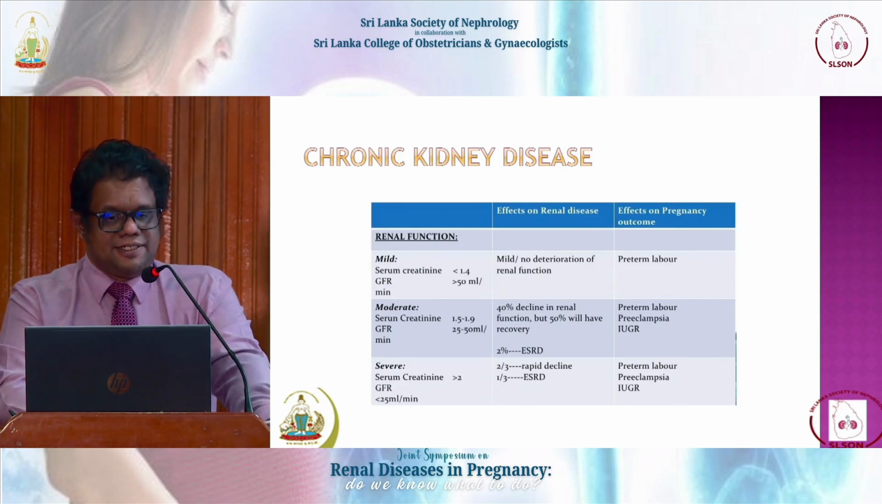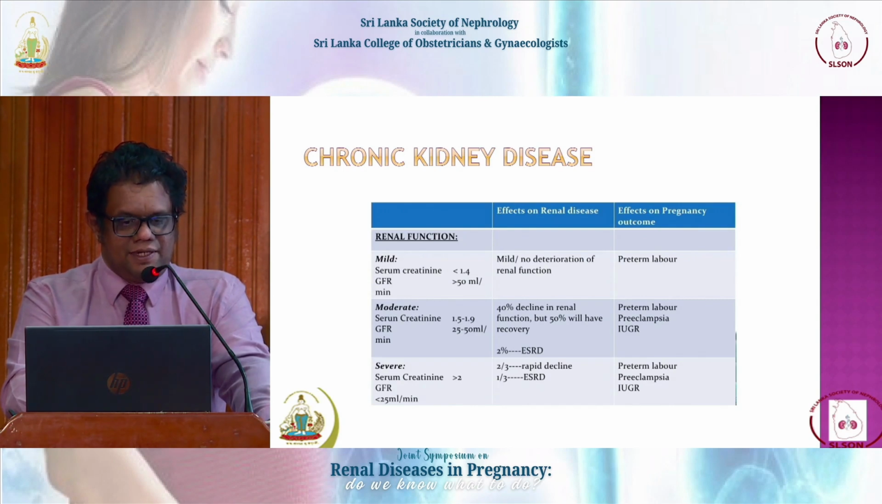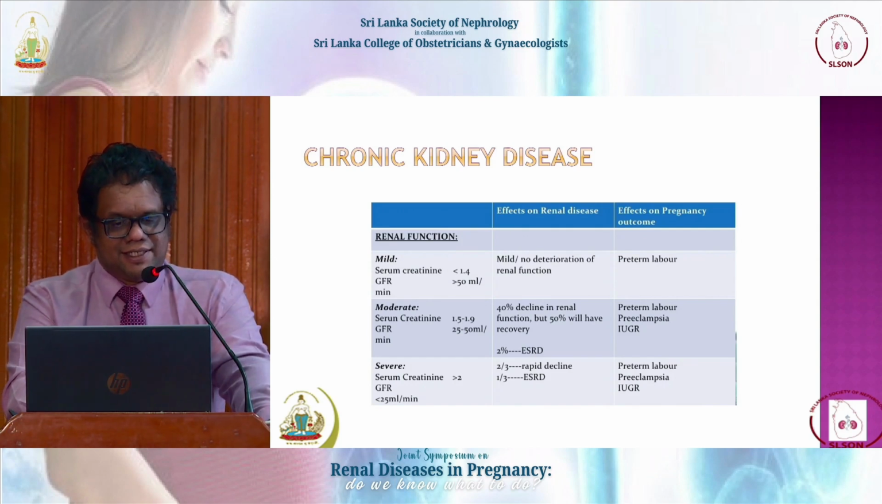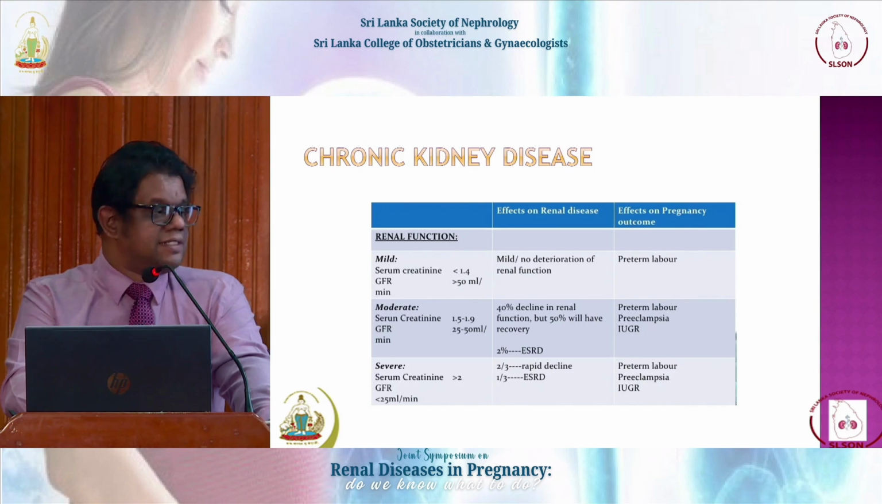Then we come to chronic kidney disease in pregnancy. The risk stratification is done as mild, moderate and severe, where serum creatinine less than 1.5 is mild, 1.5 to 1.9 is moderate, and more than 2 is severe. The effects on renal disease increase with declining renal function, as do the effects on pregnancy outcome, from preterm labor to IUGR, preeclampsia, and fetal death with worsening renal function.